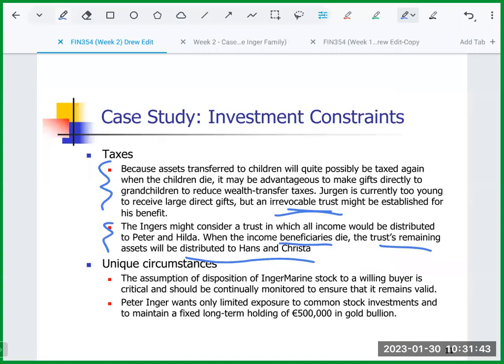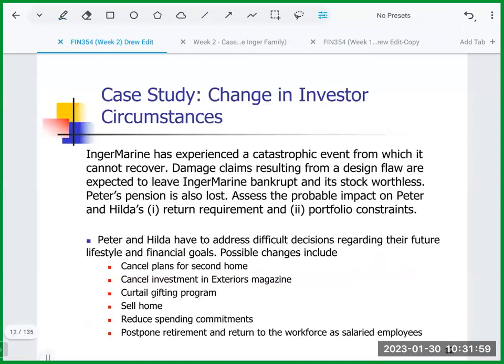Some unique circumstances: they're going to sell the company, and they want limited exposure to common stocks. But not only that, I think the other component is that Peter wants to get closer to the grandchild as well, right? So that's something we think about. Okay, so now that's the whole IPS and the creation of various statements. This is a very long question.